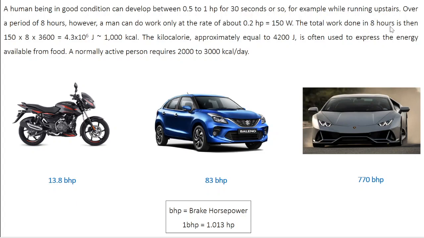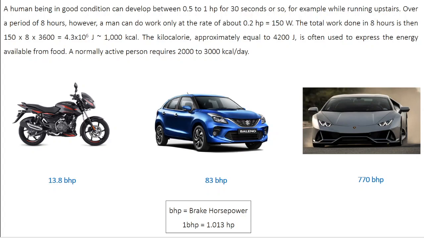So I have 8 hours. So 8 hours is nothing but 8 into 3600 seconds, because each hour consists of 3600 seconds. Multiply that with your power value 150, you get around 4.3 into 10 to the power 6 joule, which when you convert into calories, this is around 1000 kilocalories. And 1 kilocalorie is approximately equal to 4200 joule. So usually kilocalorie is the unit used to express energy available from food.